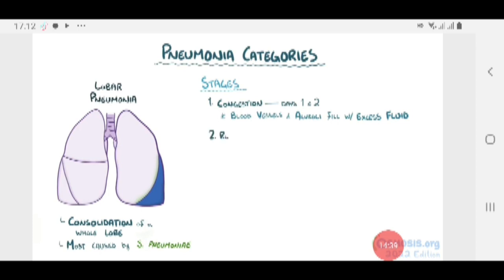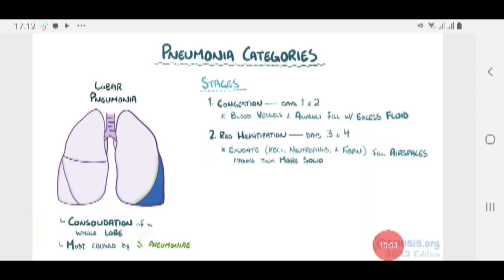The next stage is red hepatization, and it happens between days 3 and 4. This is where exudate, which contains red blood cells, neutrophils, and fibrin, starts filling the air spaces and makes them more solid. The name hepatization refers to the lungs taking on a liver-like appearance from the reddish-brown color of the exudate.